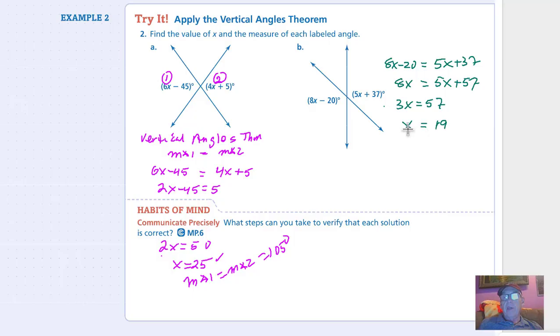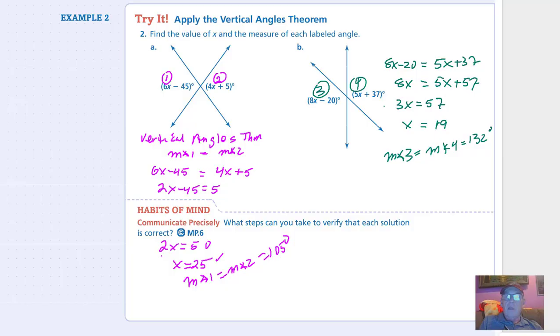5 times 19 is going to be 50 plus 45 is going to be 95. And 95 and 37. 95 and 30 is going to be 125. And another 7 makes 132. So the measure of angle 3 is equal to the measure of angle 4, which is equal to 132 degrees.